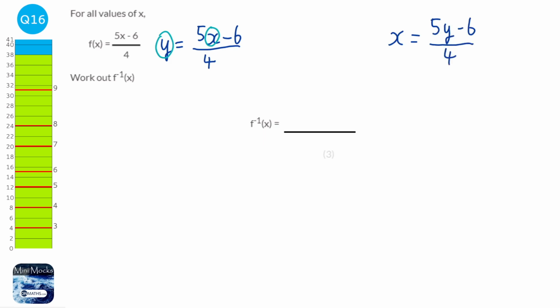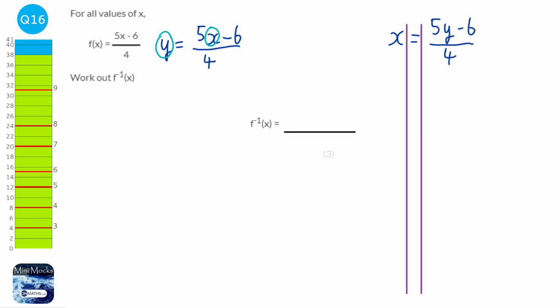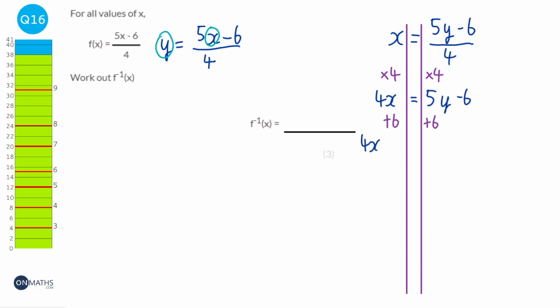Now the challenge is to get it so that it's y equals rather than x equals. So we're going to start off by multiplying both sides by 4. And that will give us 4x on the left hand side, and it will get rid of the fraction on the right hand side, which was kind of the point. Next we're going to get rid of that minus 6, so we're going to add 6 to both sides. And then finally we're going to get rid of that times 5 there by dividing both sides by 5.